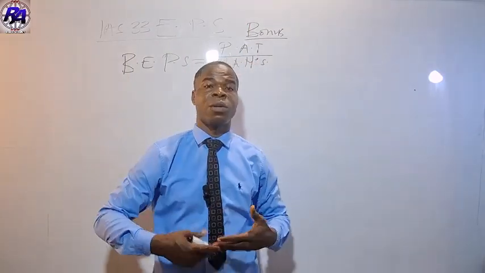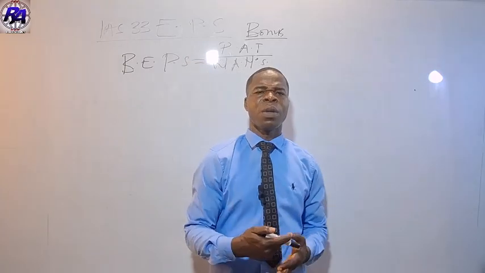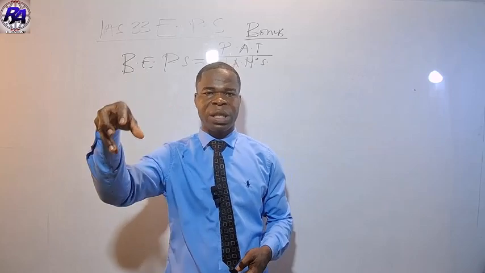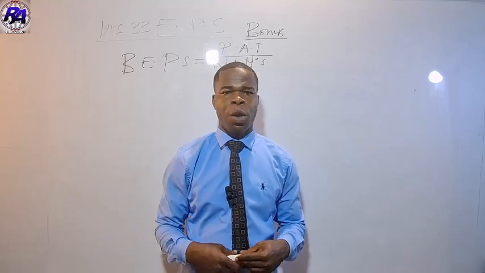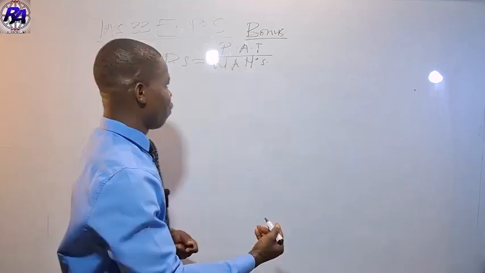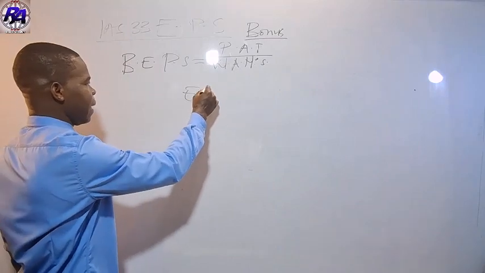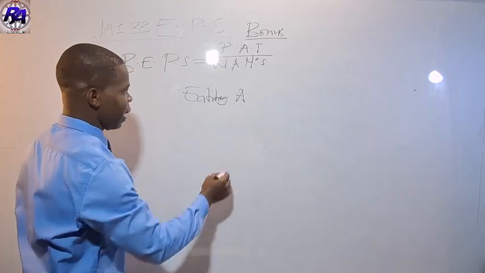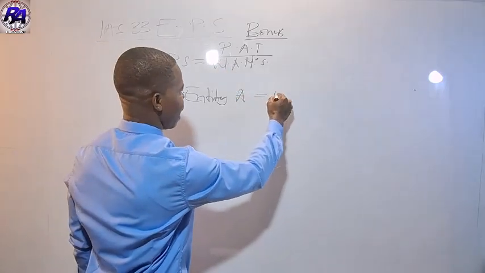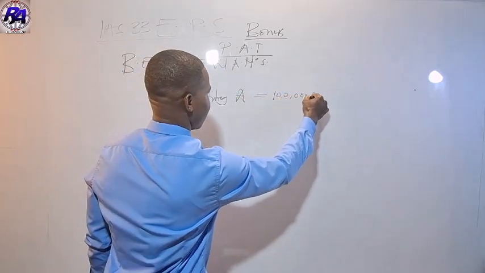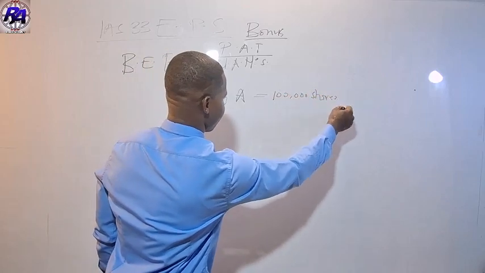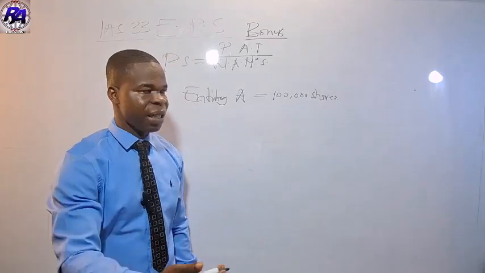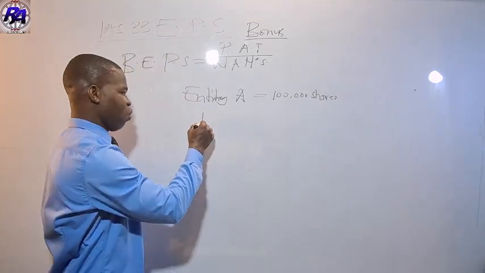All right. Now, when there is a bonus issue, when entities issue shares, and that is a bonus issue during the period, those shares do not give any additional resources to the entity. What do I mean by that? Assuming we are looking at entity A, and entity A is capitalized with 100,000 shares.